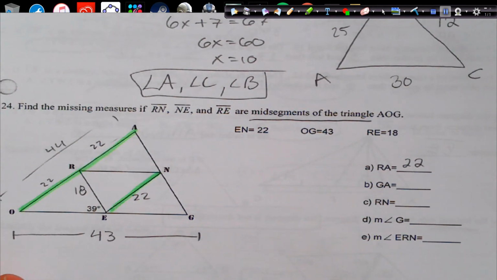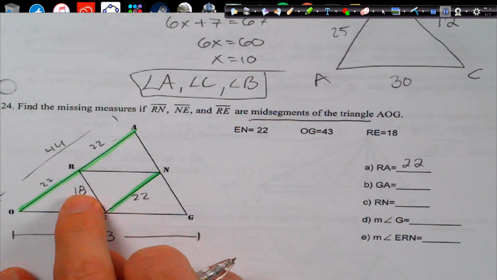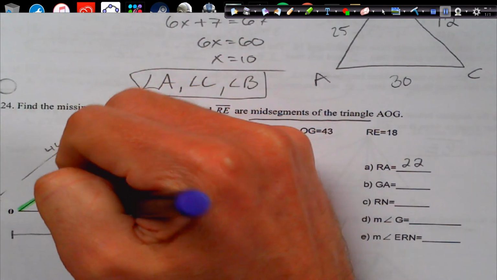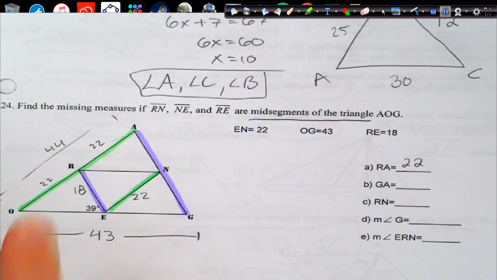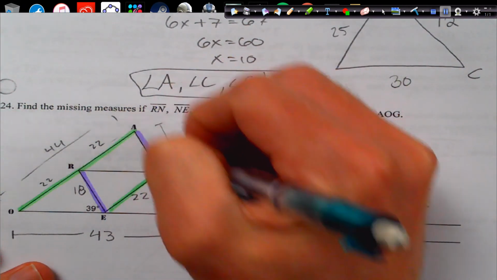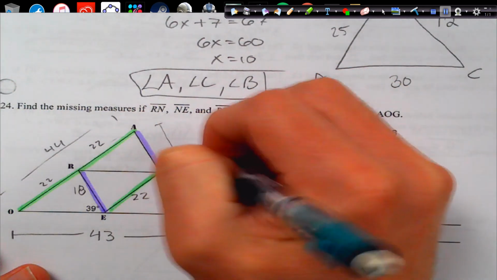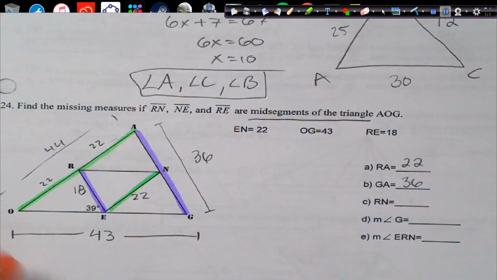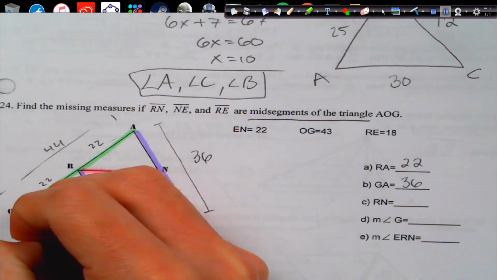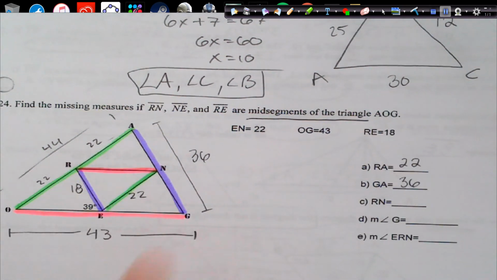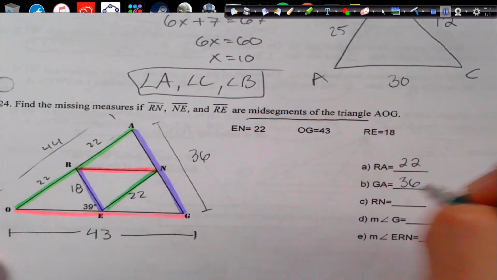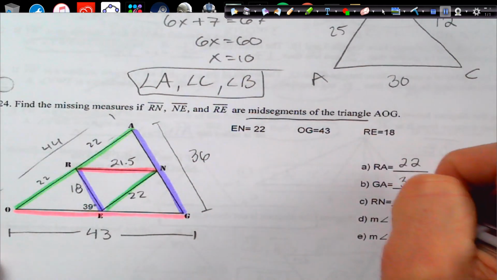GA, where's GA? GA is right over here. Again, we have 18. Highlighters are so helpful. So if 18's right here, we're going to double 18 for this whole segment over here. 18 times 2 is going to be 36. RN. RN is right here. And it's going to be half of OG. So 43 divided by 2 is going to give us a decimal, unfortunately. So we're going to get 21.5. If I'm doing my math correctly, 21.5.